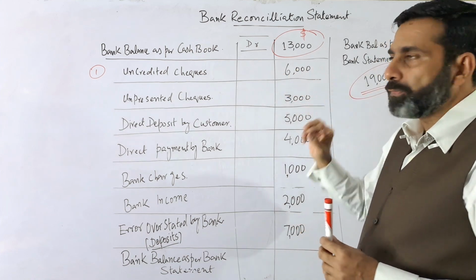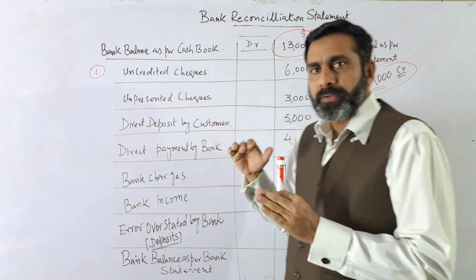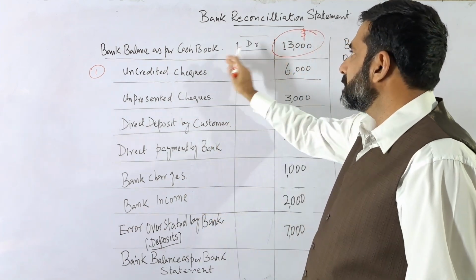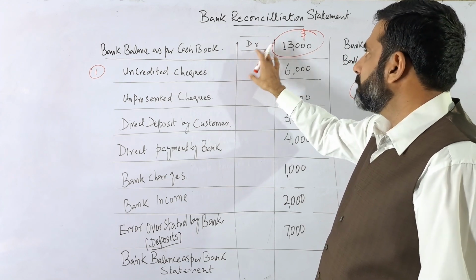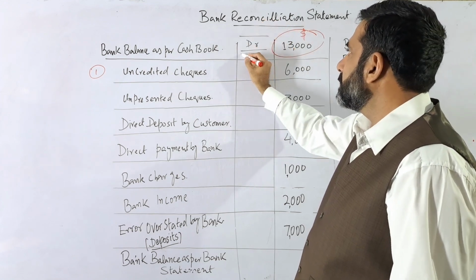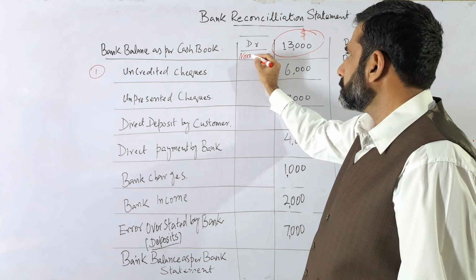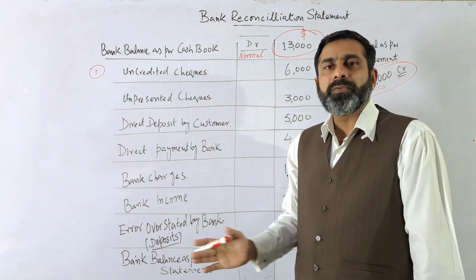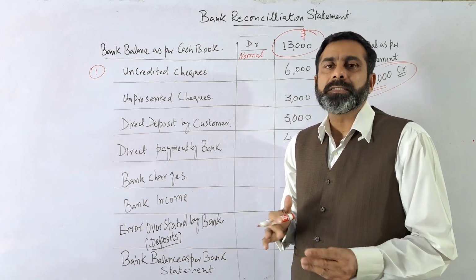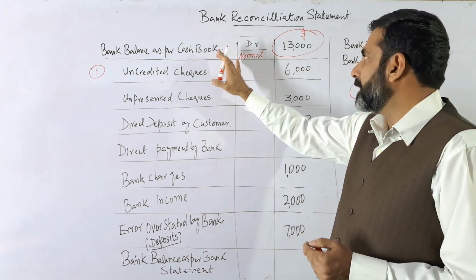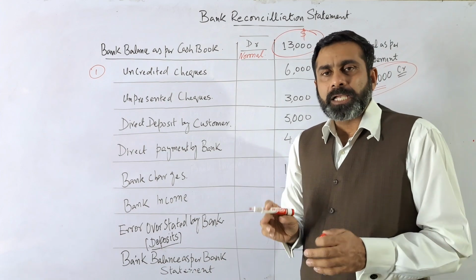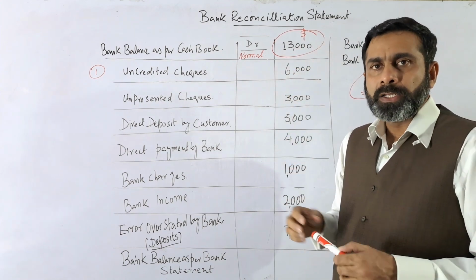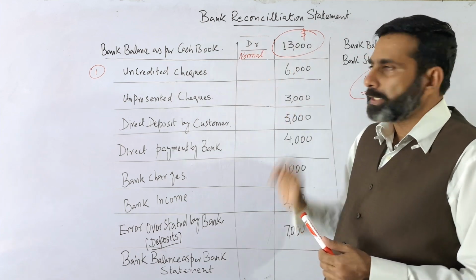Now what we have to do is credit it. Credit means we will write here that there is a balance as per the cash book, which is the debit balance. Debit balance is the normal balance, meaning a positive balance. It is not an overdraft balance, not a negative balance, not a credit balance, it's a debit balance. As per the cash book, you have $13,000 available for use in the bank. So it is a normal balance or the debit balance.